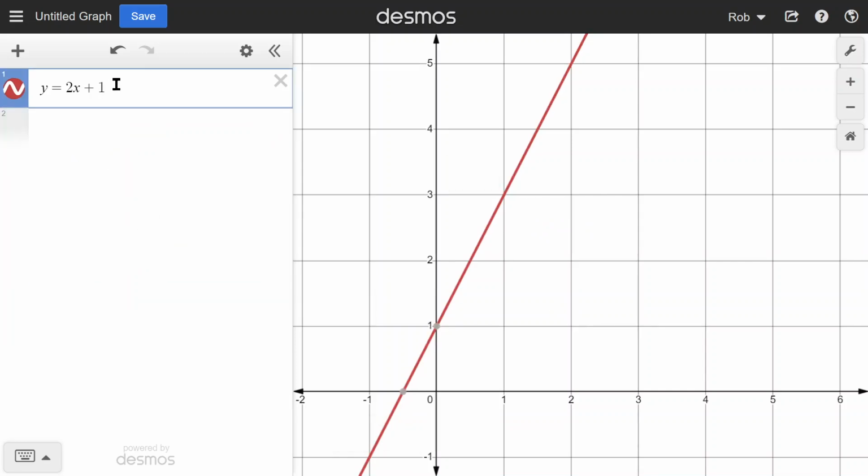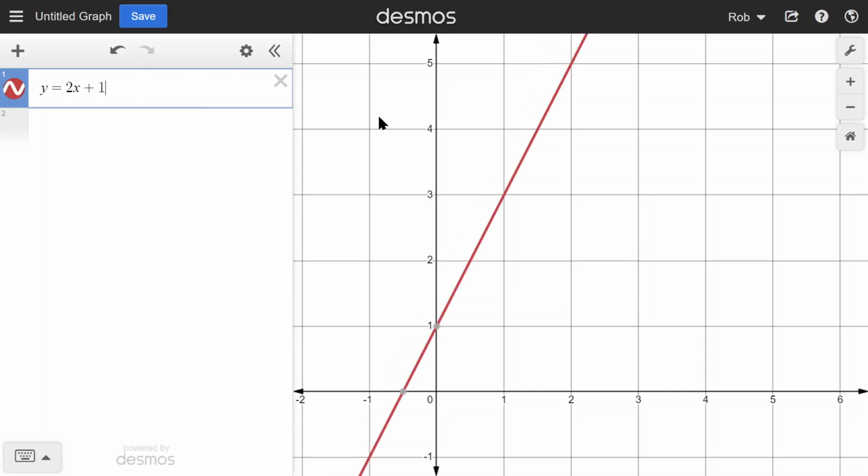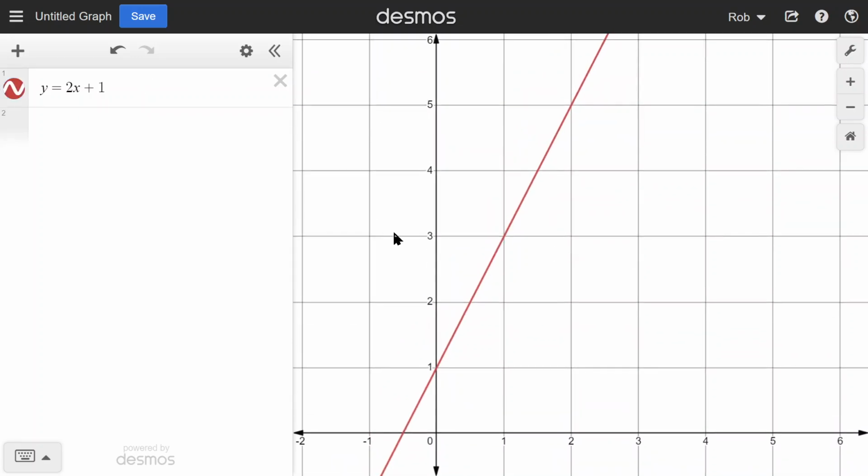And what happens if I go y equals 2x plus 2? You can still see, if you follow my cursor, it goes across 1 and goes up 2. Now, it doesn't have to be on the corners, but the corners make it much easier. So if I go back down, I want to get rid of that for a moment. I'm going to move the screen down a bit. So now we've got 2x plus 1.